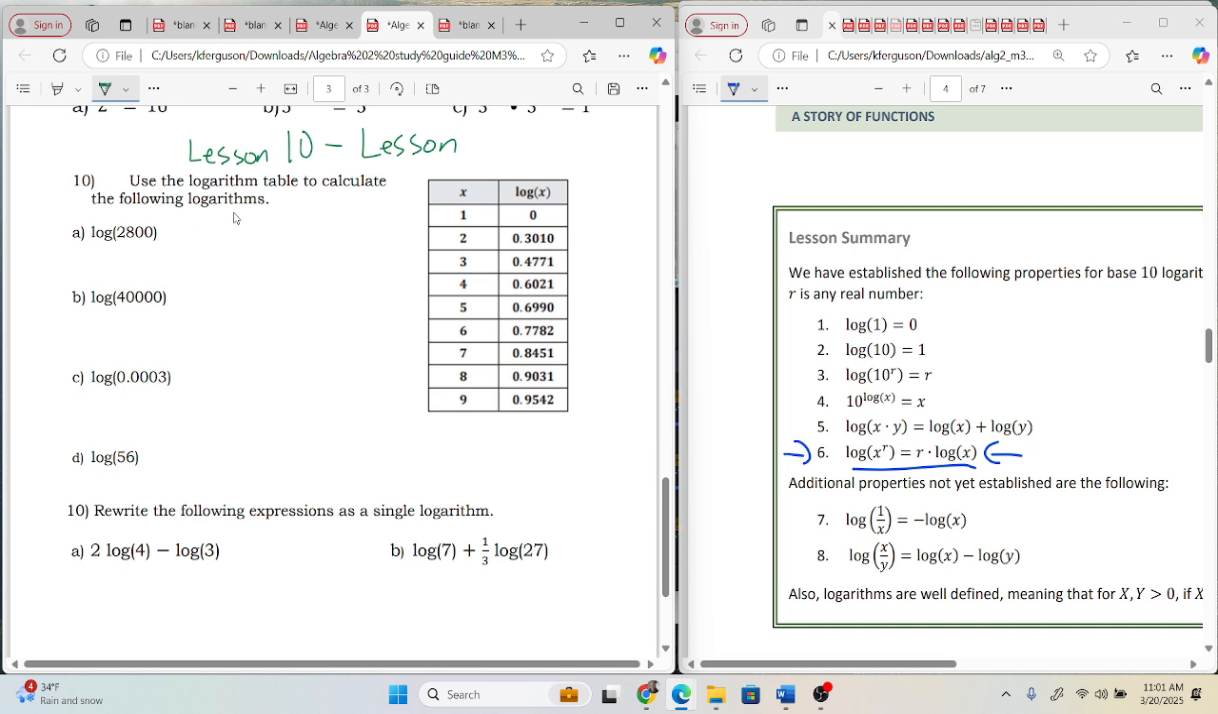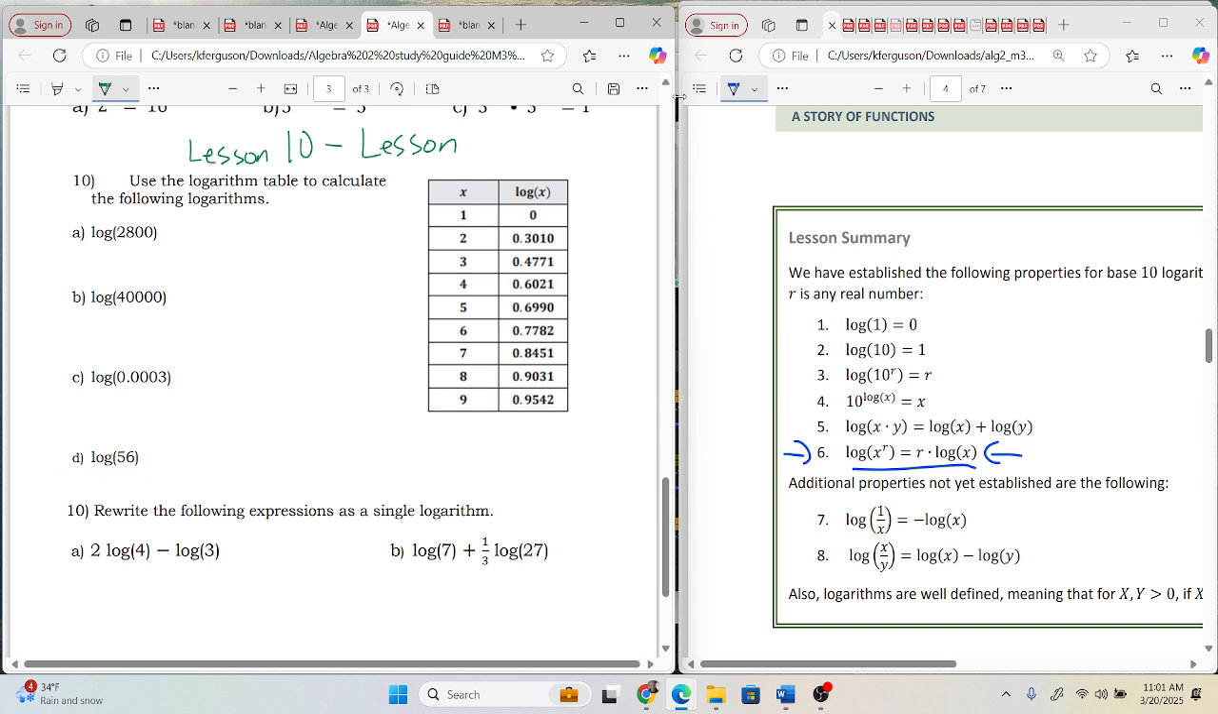All right. So use the logarithm table to calculate the following logarithm. This actually goes back to number 1 and number 2 of the bell work today. So I'm going to start with 56. I got log of 56. Log of 56 ain't there. But what is there is log of 7 and 8. 7 times 8 gives me 56. Does everybody understand where I'm coming from?